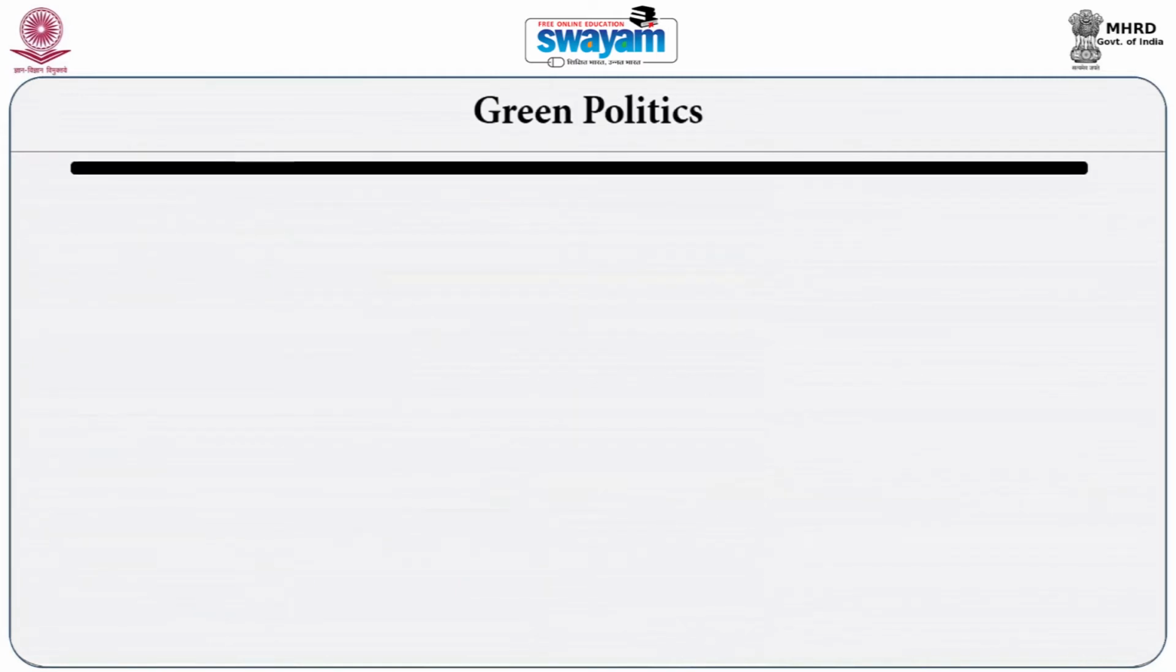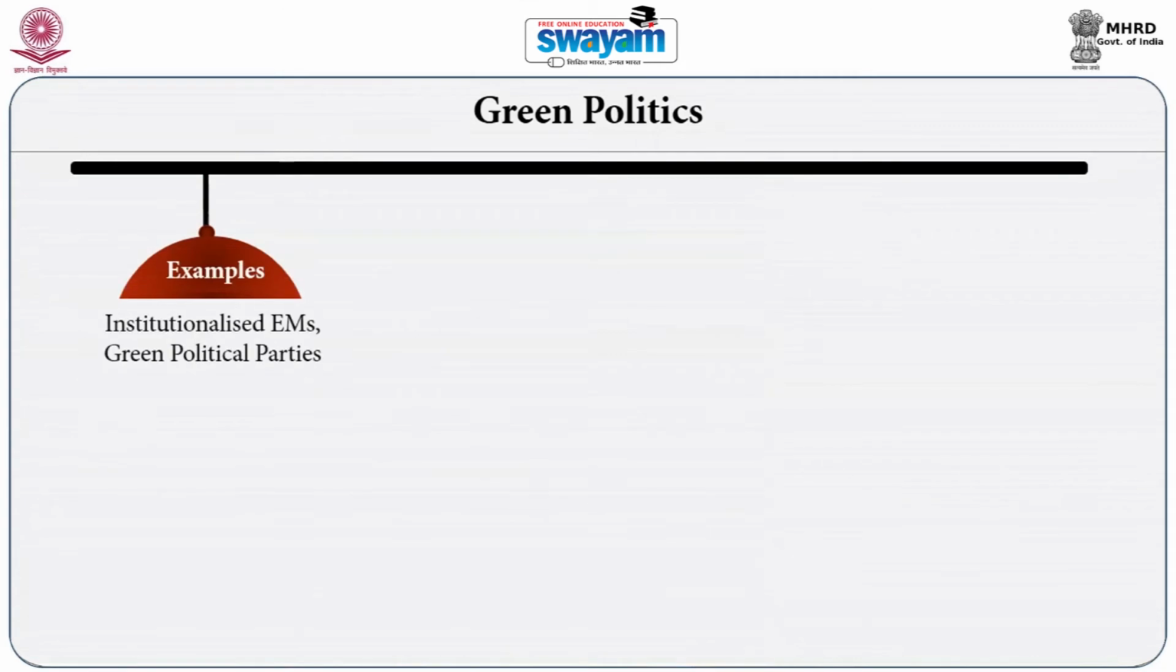The last and the fifth kind of environmental movement that Manuel Castells talks about is green politics, where the environmental movement has been institutionalized through democratic politics, through elections or through the voting system. Especially these kinds of environmental movements can be observed in Western European and Scandinavian countries, where there are well-established green political parties. So examples of these kinds of movements are institutionalized environmental movements, green political parties who contest elections and who try to capture political power through democratic means.